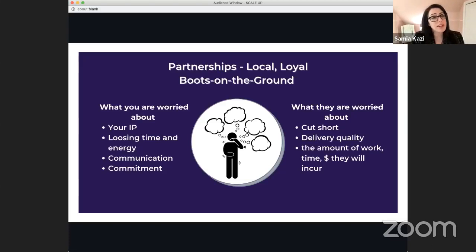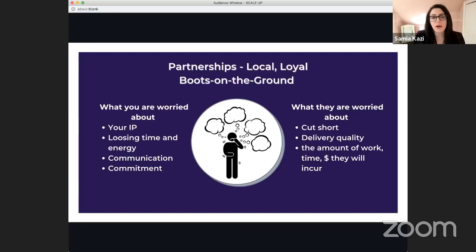But guess what? They're also worried as well. They're worried that you might cut them short. What if you establish a strong relationship together and then they start raising awareness about your program and then you suddenly decide to leave them out? So they're worried about that.